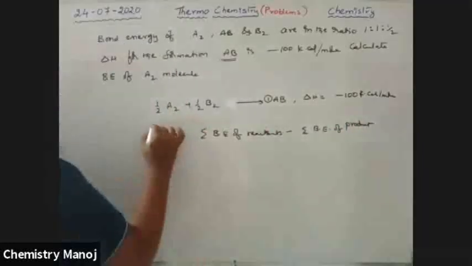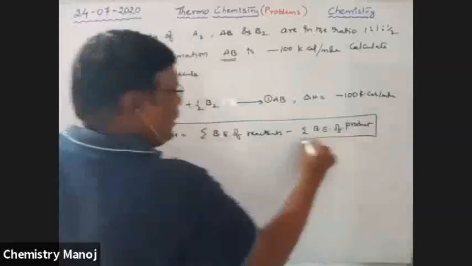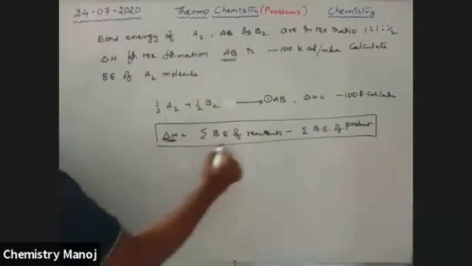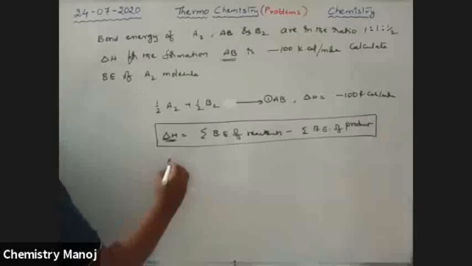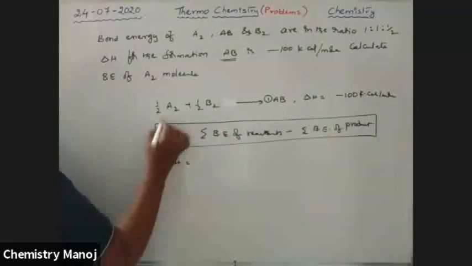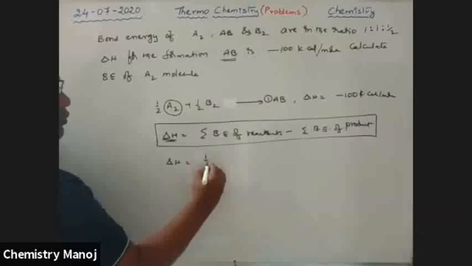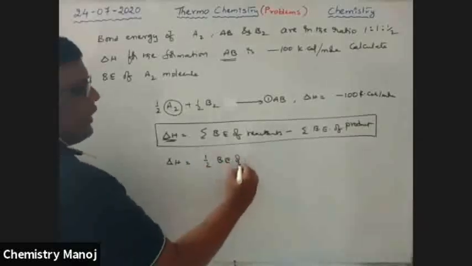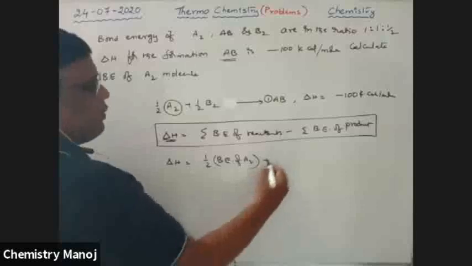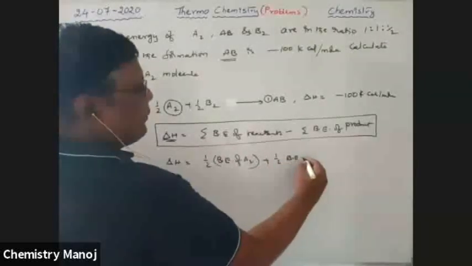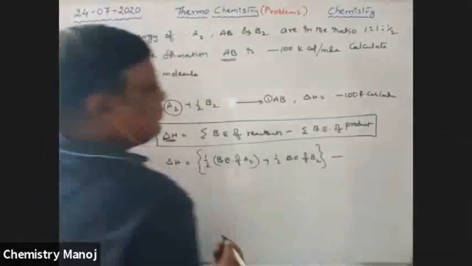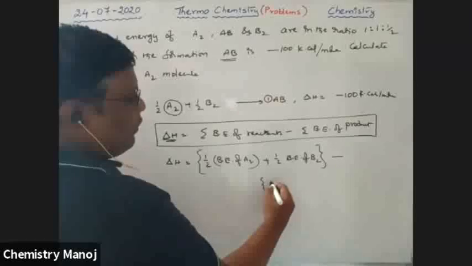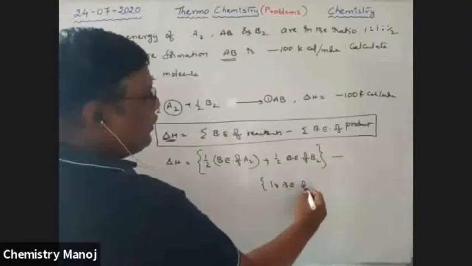So it is the only condition, my dear boys, very, very important. If bond enthalpies are used, the delta H value is reactants minus products. That is, delta H is equal to bond enthalpy of reactants. This is A2. Therefore, 1 by 2 bond enthalpy of A2 plus 1 by 2 bond enthalpy of B2 minus 1 into bond enthalpy of AB.